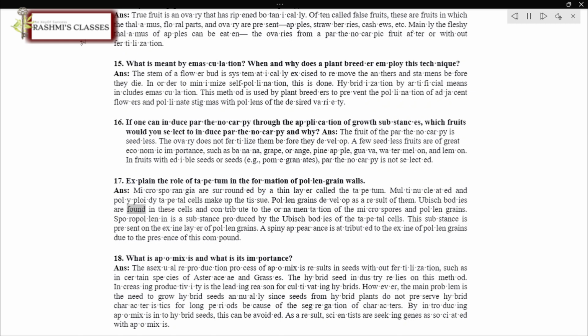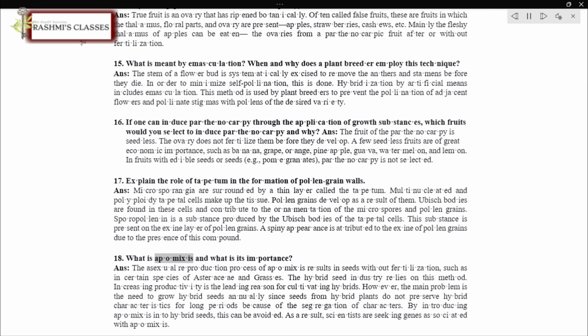Ubisch bodies are found in these cells and contribute to the ornamentation of the microspores and pollen grains. Sporopollenin is a substance produced by the Ubisch bodies of the tapetal cells. This substance is present on the exine layer of pollen grains. A spiny appearance is attributed to the exine of pollen grains due to the presence of this compound.